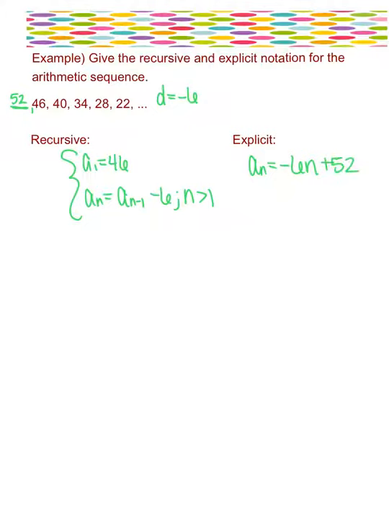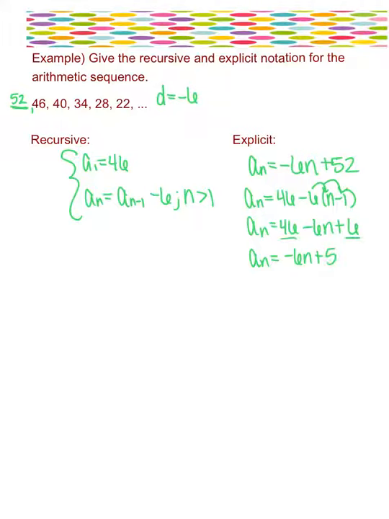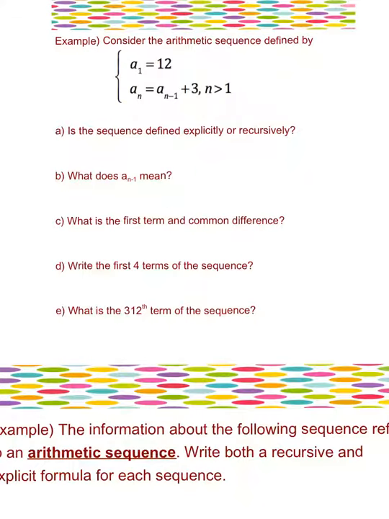If we're going to use a formula, then you have a sub n equals my a sub 1, which is 46, minus a 6 times n minus 1. When I simplify this, make sure you distribute the negative along with the 6. So you've got negative 6n plus a 6. So then a sub n is equal to negative 6n, and then I see when I add that 46 and the 6, I get 52. So either way is completely fine to find your explicit formula.